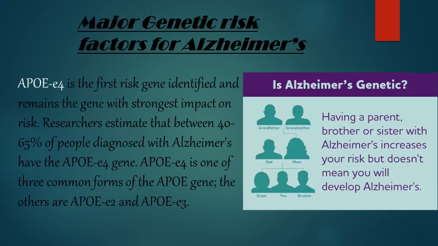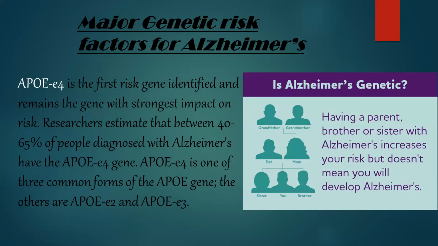Now we will see major genetic risk factors for Alzheimer's. APOE4 is the first gene identified and remains the gene with the strongest impact on risk. Researchers estimate that between 40 to 65% of people diagnosed with Alzheimer's have the APOE4 gene. It is one of three common forms of the APOE gene. The others are APOE2 and APOE3.